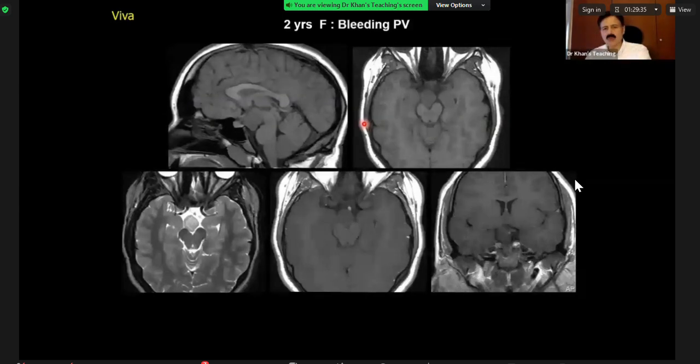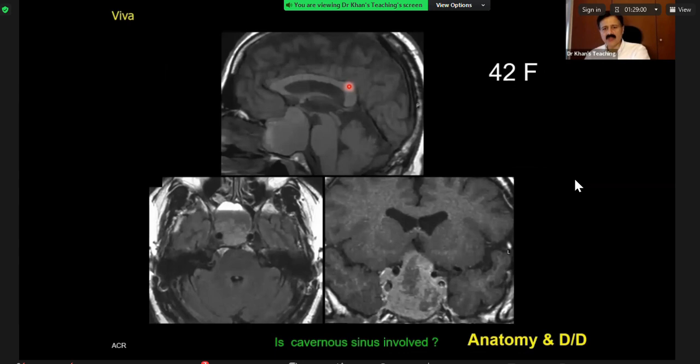This is once again a case of hamartoma of the hypothalamus. Similar case we have already done, so I'm going to skip it. But just to make a point that this is quite a large lesion. It can be up to 4 centimeters in length. It is projecting into the suprasellar cistern. And again, you can see that this is iso-intense to the gray matter on T1 and T2 weighted sequence. It does not enhance. This patient is a 2-year-old and presented with bleeding PV.